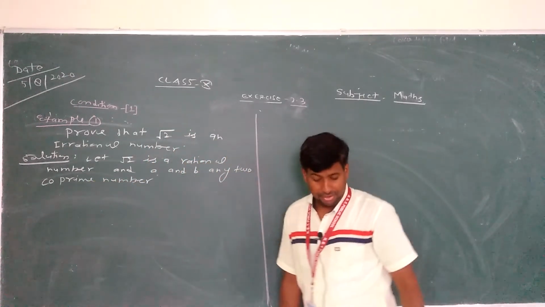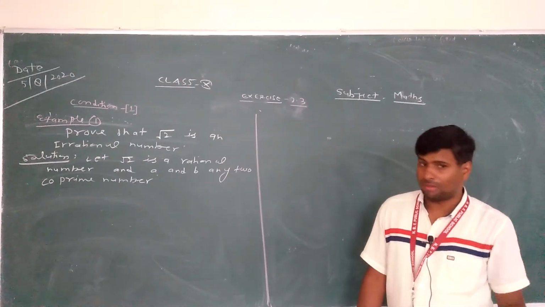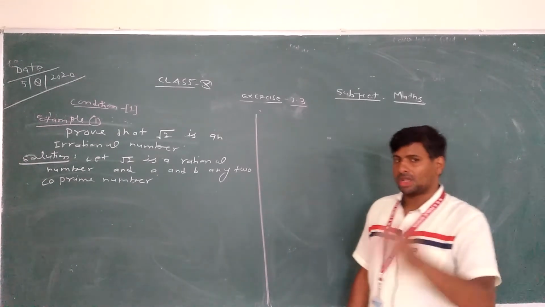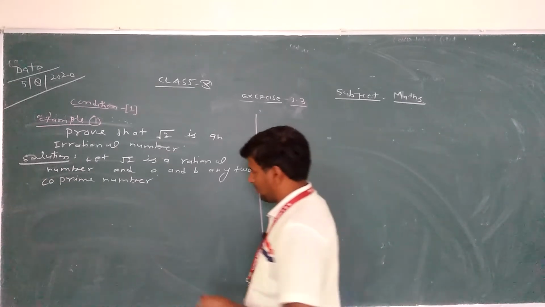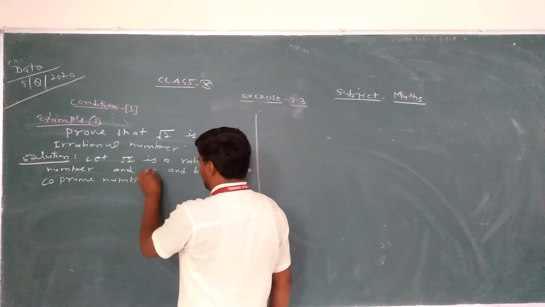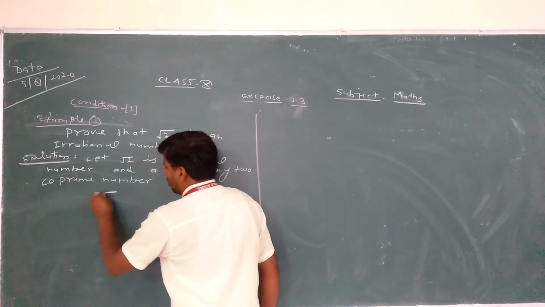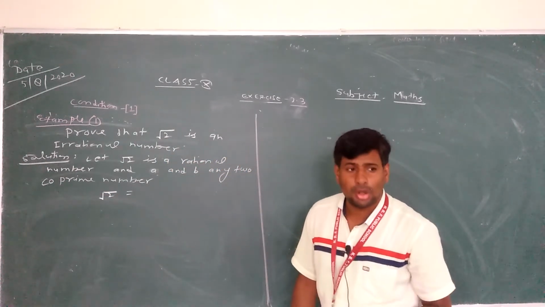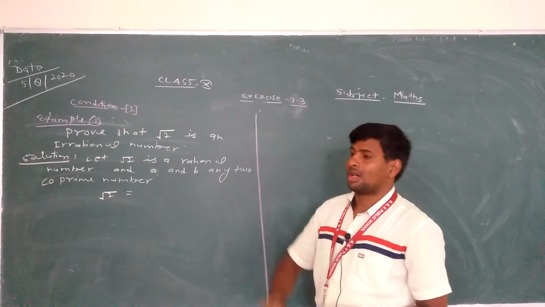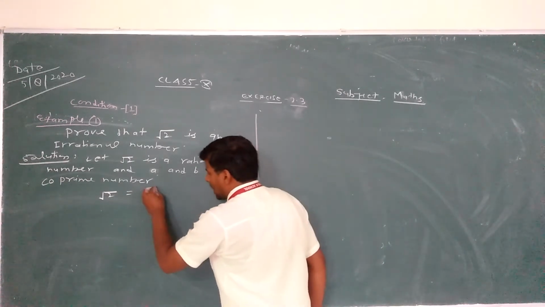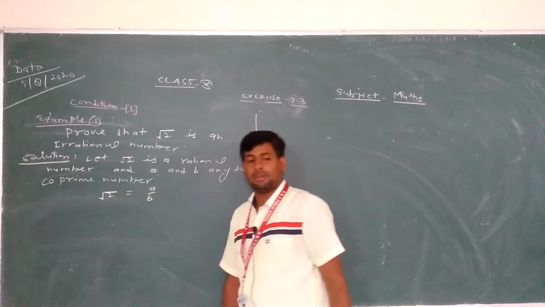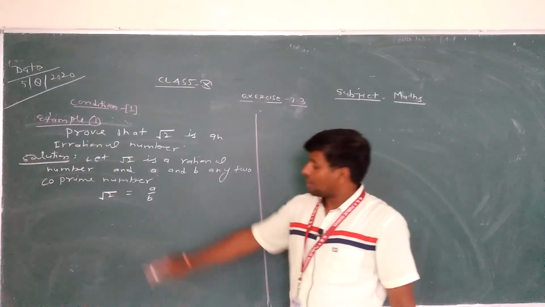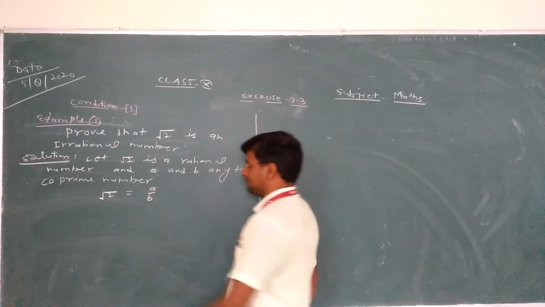You know that every rational number can be represented in the form of P by Q, where P and Q both are co-prime numbers. Because we assume that A and B are co-prime numbers, also we assume that root of 2 is a rational number. So a rational number can be represented in the form of A by B. So you can write root of 2 equal to A by B.